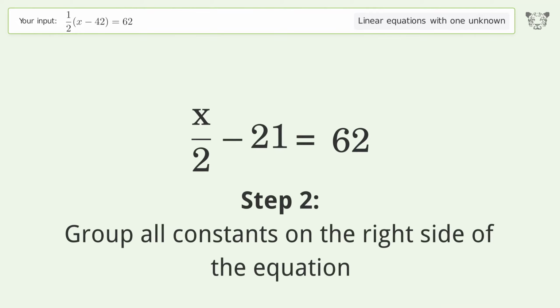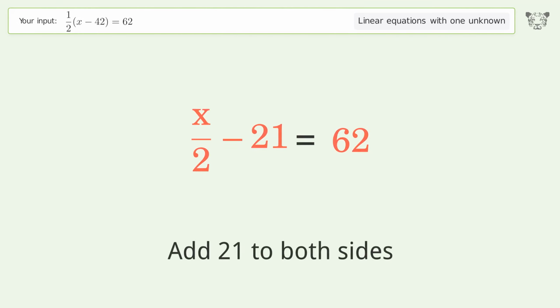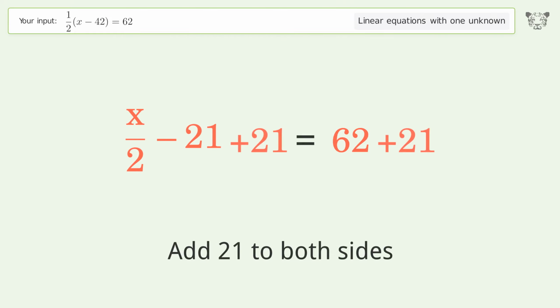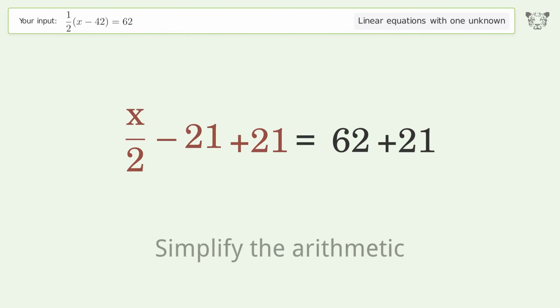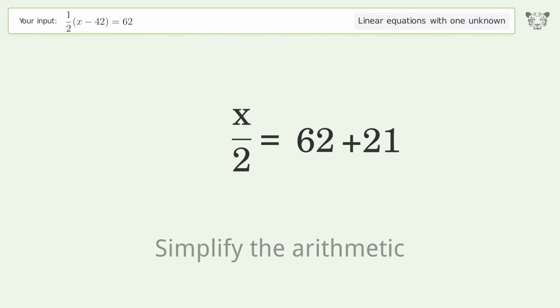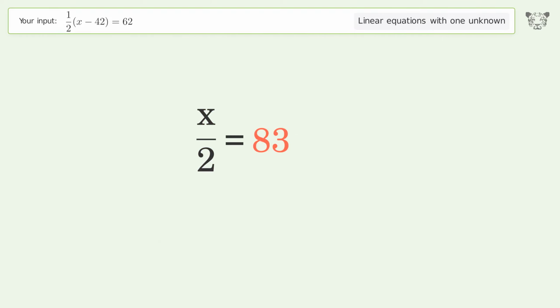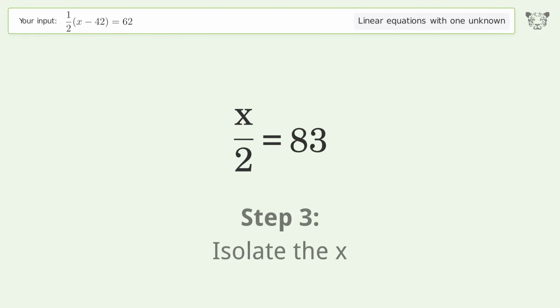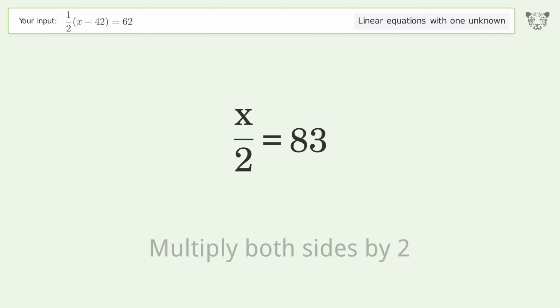Group all constants on the right side of the equation. Add 21 to both sides. Simplify the arithmetic. Isolate the x. Multiply both sides by 2.